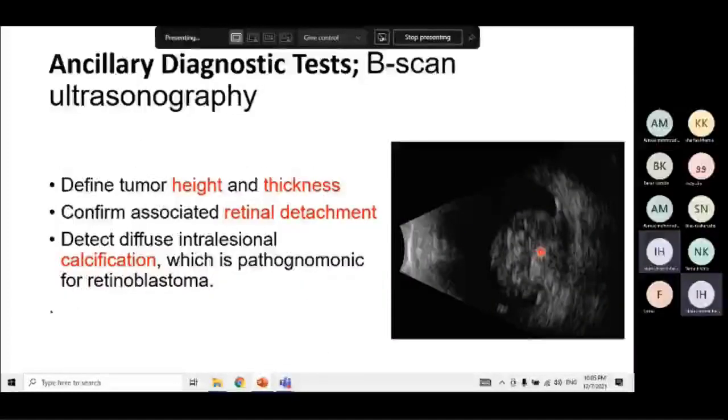B-scan, as we said, we look for the calcification. It looks something like this, highly refractile like that. It confirms the associated retinal detachment, and it's important to document the height and the thickness of the tumor.